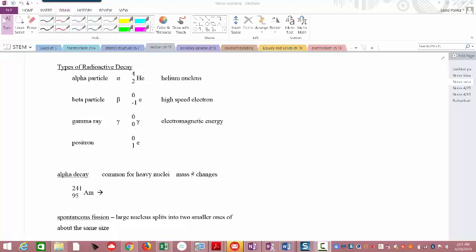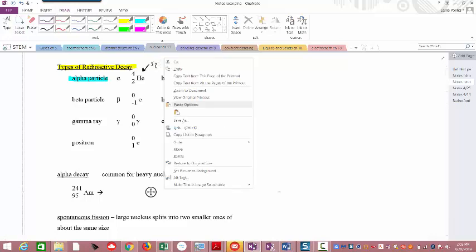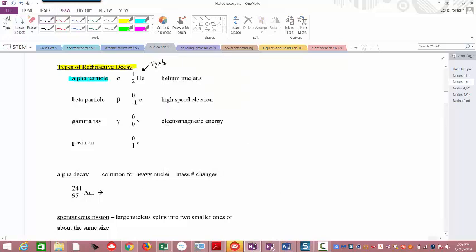So radioactive isotopes are going to go through a type of radioactive decay, and there are different types of radioactive particles that can be given off. We have our alpha particle, which we use the lowercase Greek alpha. It is the same as a helium nucleus. So this is the symbol that we would use in a nuclear equation.